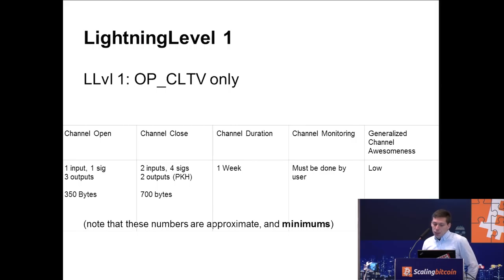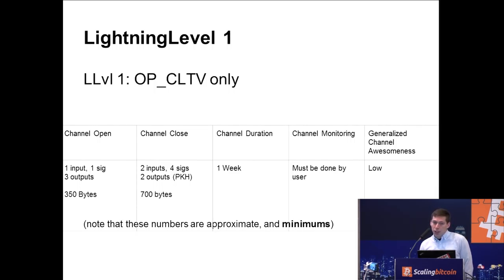Channel duration is going to be 1 week. I'm just making that up. It might be a little longer, might be shorter. But in the check lock time verify only model, this channel duration is fixed at the outset of the channel. So when you open it, you know it lasts at most 1 week, and it lasts at least 1 week as well. If the other guy on your channel disappears or becomes uncooperative, you have to wait the entire duration.